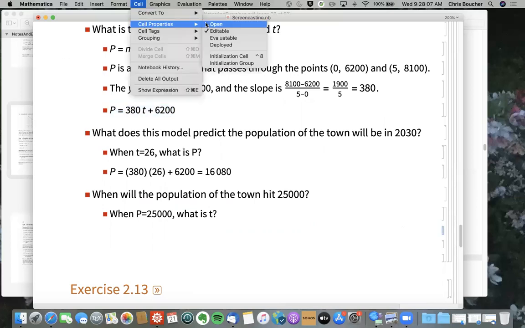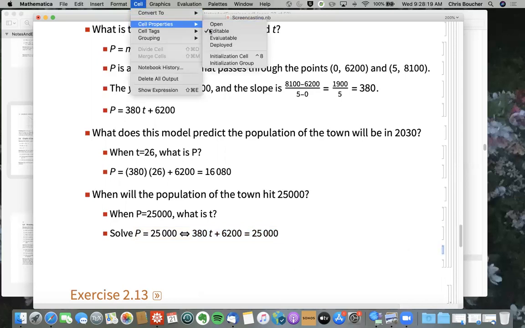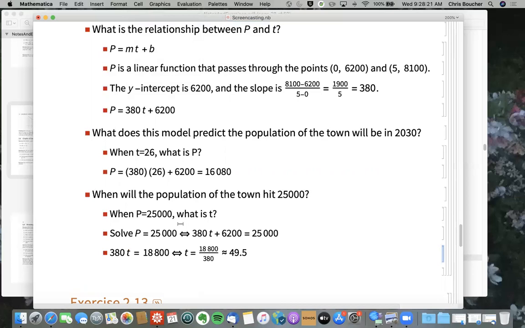I set the p-value equal to 25,000, right? So that gives me this equation. When I replace p with 25,000, I just do some algebra to solve the equation, right? So I subtract 6,200 from both sides and then divide both sides by 380, and you come out with 49.5. Now, take a little care to answer the question.